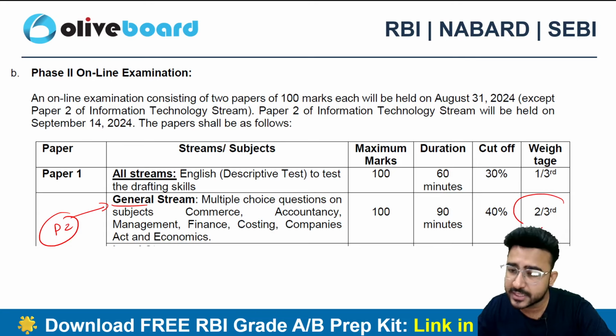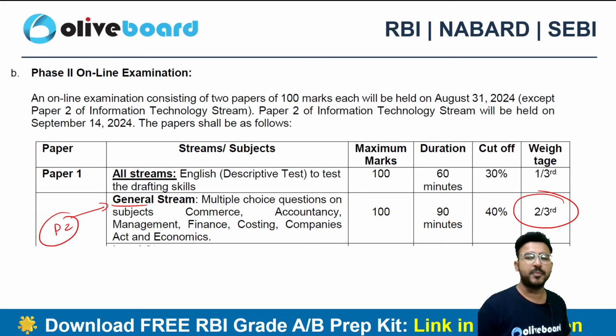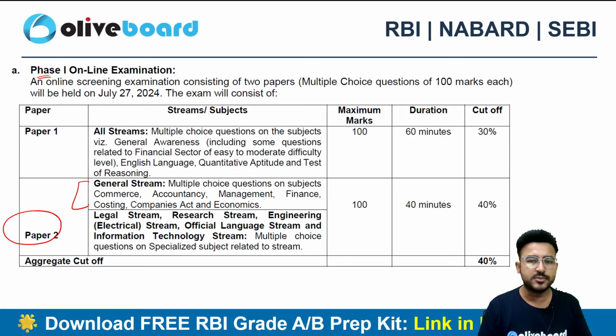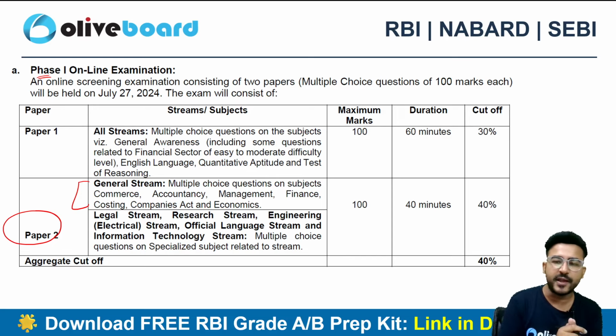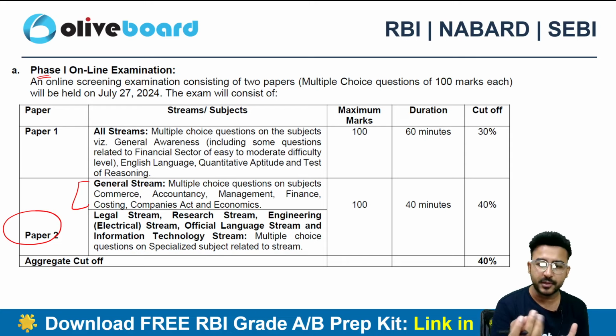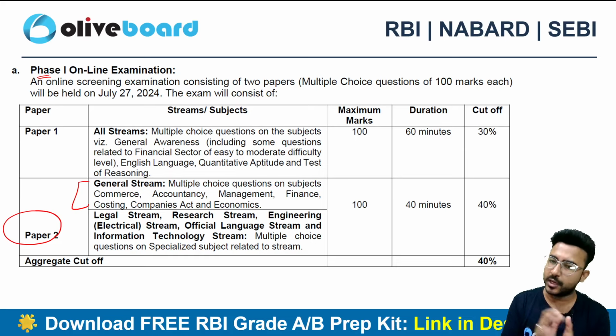Plus, have a look at the weightage. 2/3 weightage is given to paper 2 in phase 2, right? Coming to the first part, paper 1, which has general awareness, QRE. I will tell you guys, this particular paper is a qualifying nature paper. You need to have a cutoff of 30% here and an overall cutoff of 40% here.